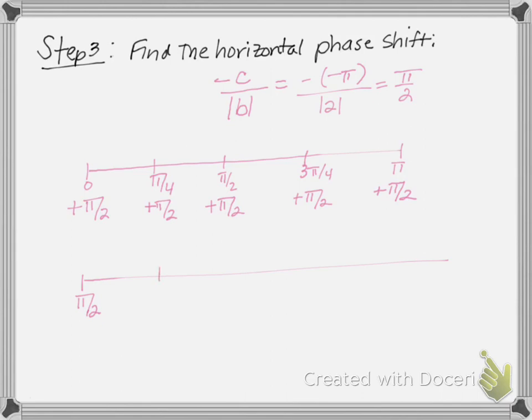And we're going to shift pi over 4. We added pi over 2, so we're going to be shifting 3 pi over 4 units. We're going to shift pi units, and then 5 pi over 4. And then we're going to shift the last angle to 3 pi over 2. So these are going to be my x values, or my angles.